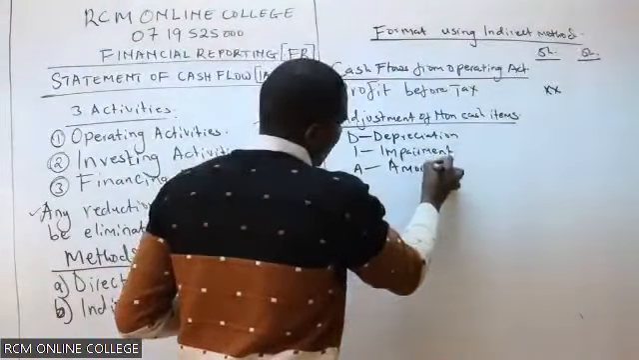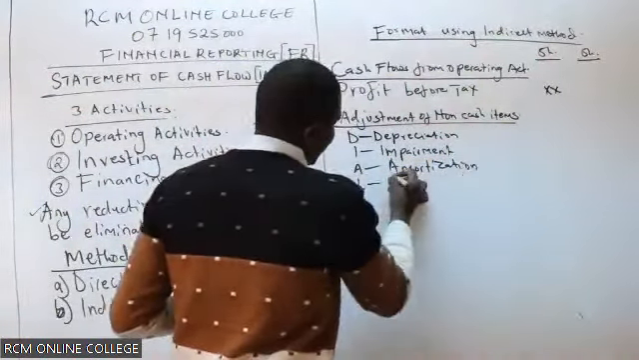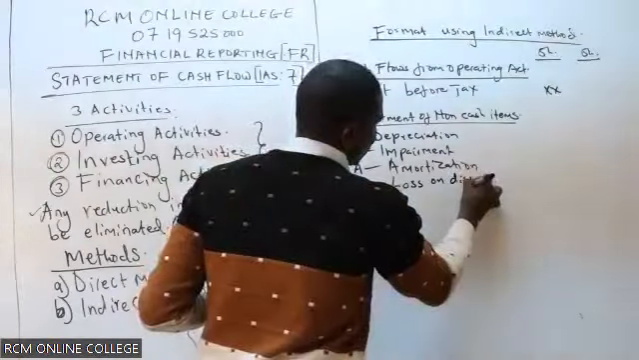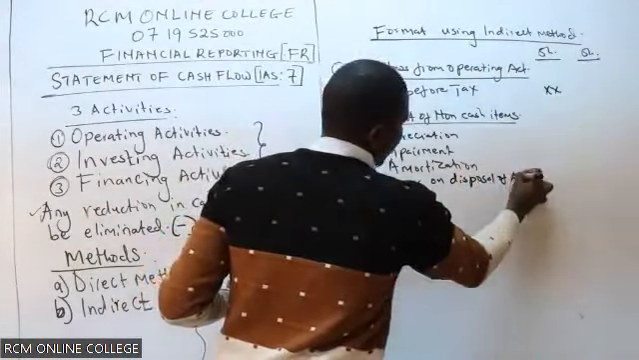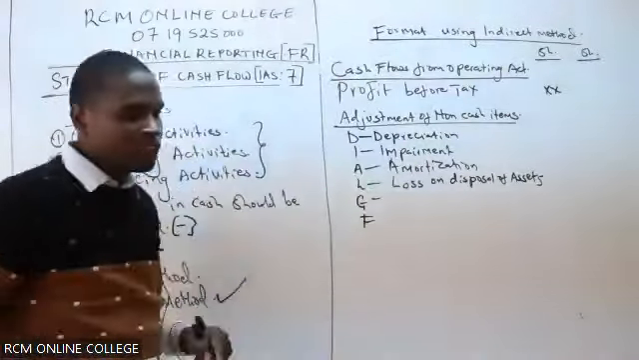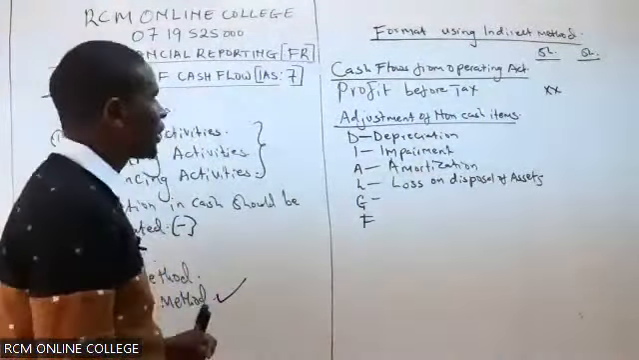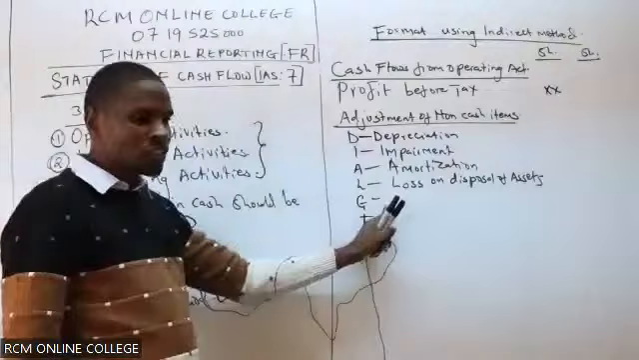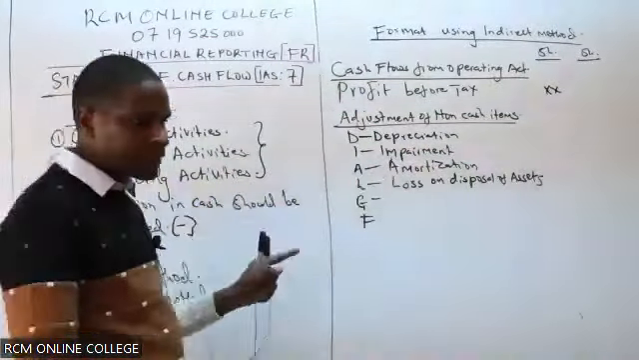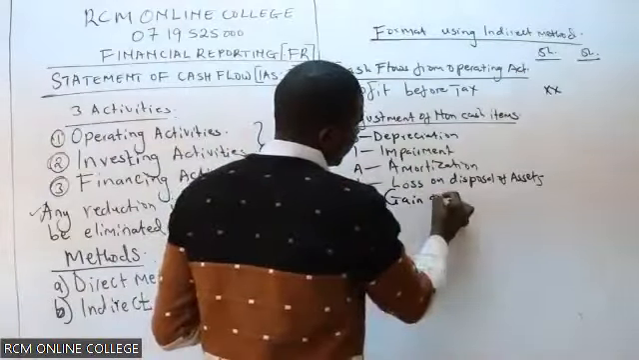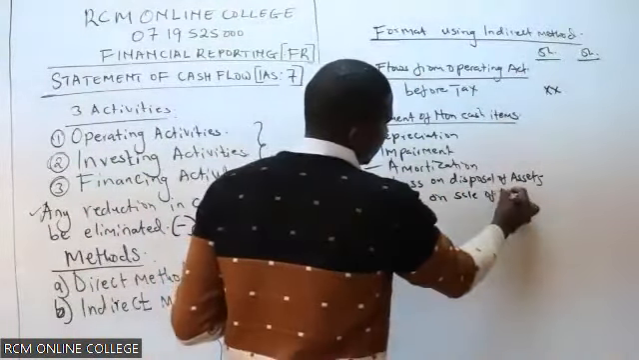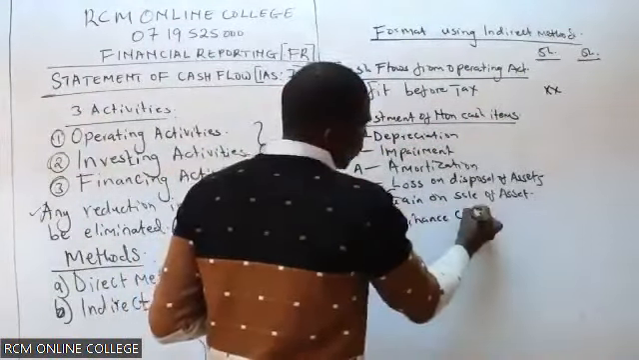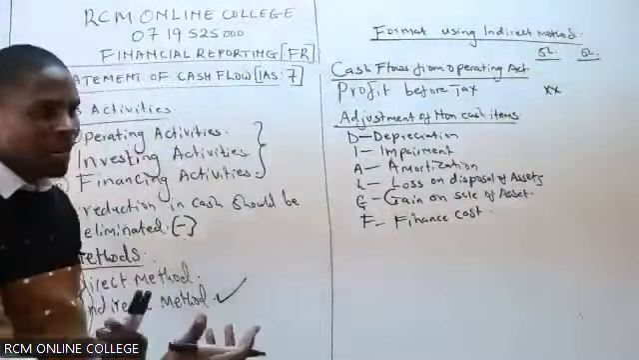Amortization. We have loss on disposal of assets. Next one. G stands for gain, gain on sale of assets. Remember, we are looking at the cash flow statement. For those who are still joining, we are looking at the cash flow statement. We are doing well. Then we have finance cost. Of course, we have other items that will come in.